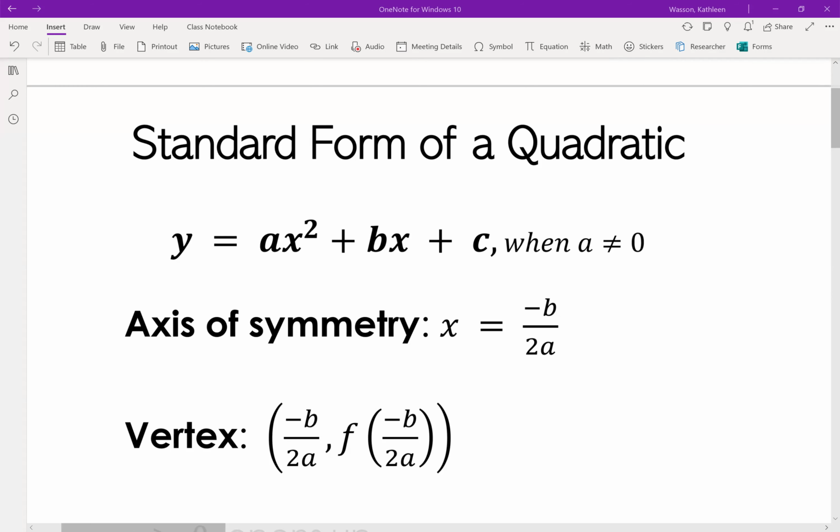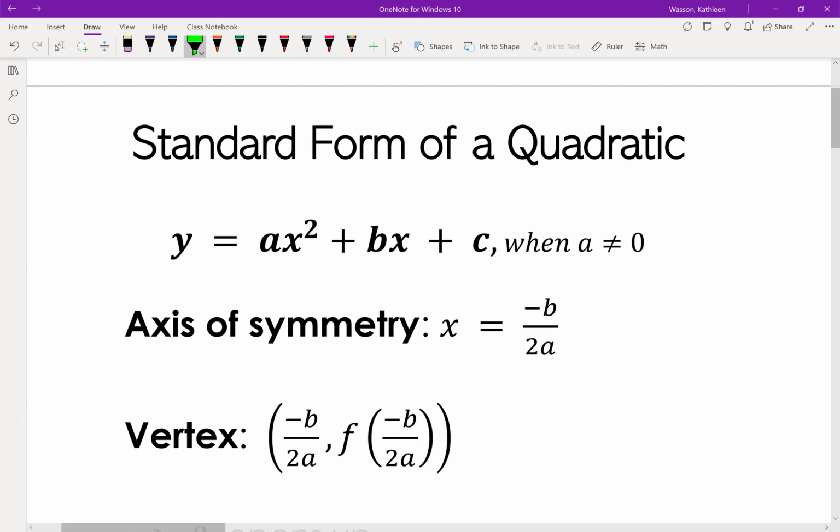When you have a quadratic equation in standard form, it's written as ax squared plus bx plus c. A is always the number with the x squared. B is the number with x. And C is the number with no x. This is in standard form as long as A is not 0. That's important.